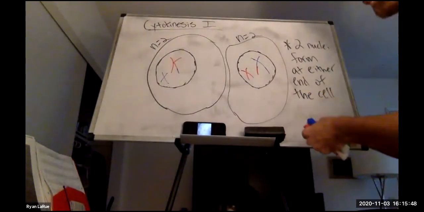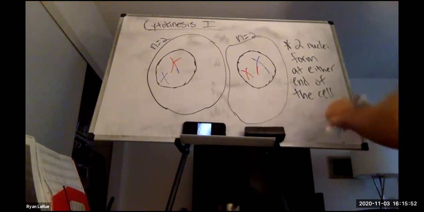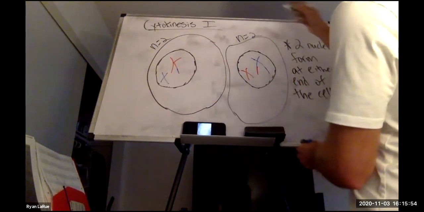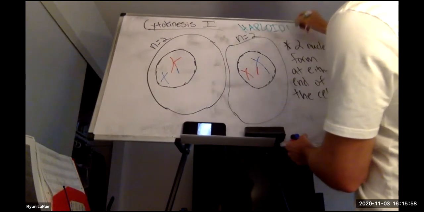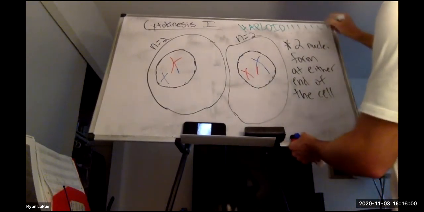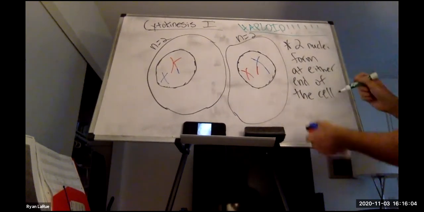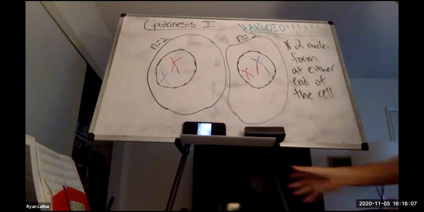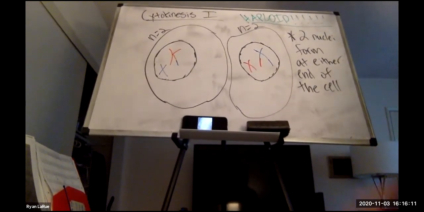So by the end of meiosis 1, we go from diploid to haploid. And for some reason, I like to do this. I write haploid in all caps with a bunch of exclamation marks. I saw a professor do that once. I was like, yeah, I'll remember that. So by the end of meiosis 1, we have reduced our chromosome number from 2 sets to 1.